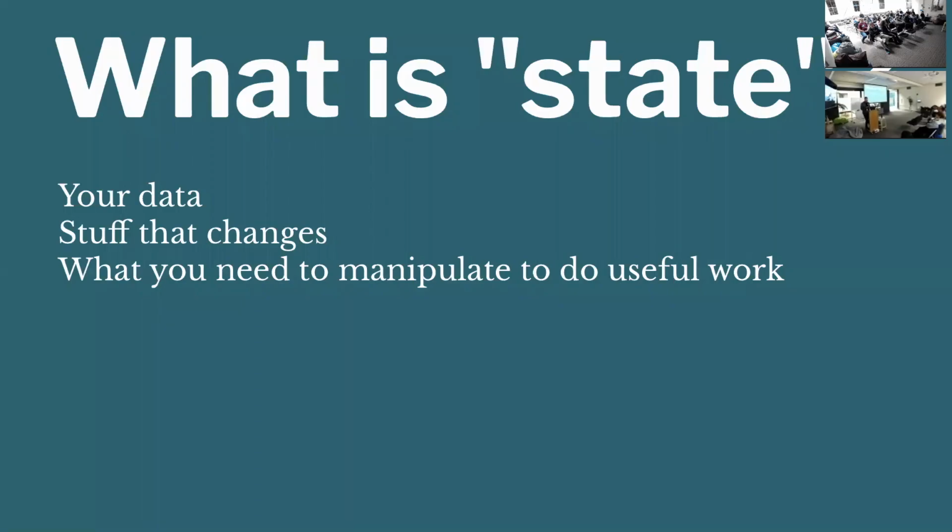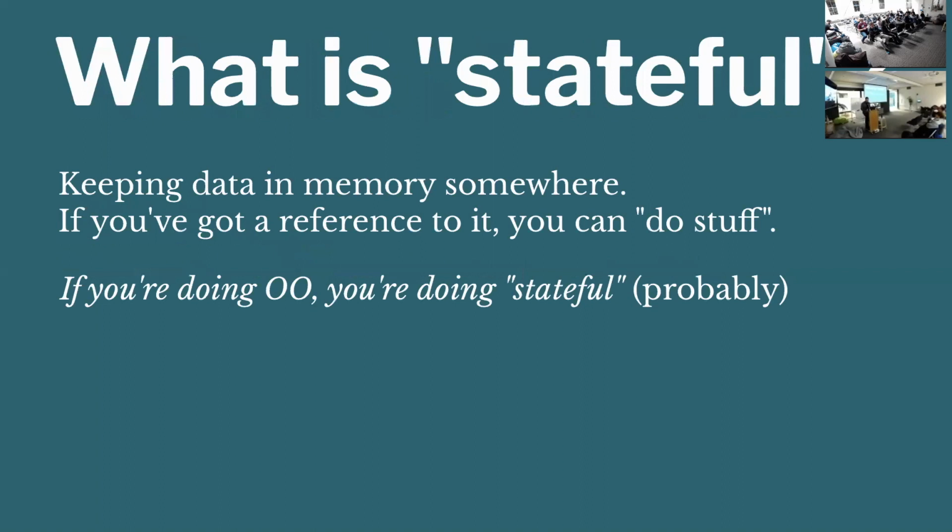So first we've got to talk about what we mean when we say state. State is just the stuff in your program. It's what you work with. That's your raw material that you're building your code out of. So your data, stuff that changes, it's what you've got to work with. And then what does stateful mean? That means you're keeping the data in memory somewhere. You're hanging on to a reference to it.